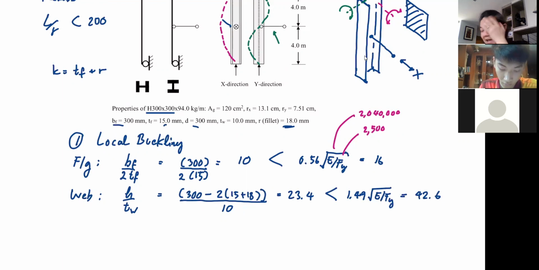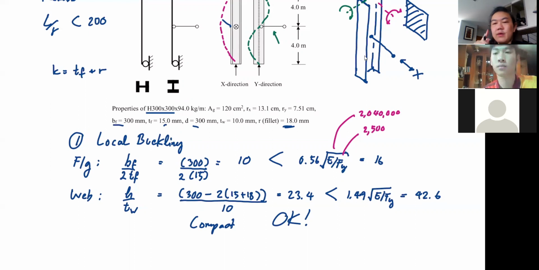So we can say we now have compact section, and we get what my teacher called the big OK. So what does it mean, ladies and gentlemen? It means that local buckling will not occur before lateral buckling. That's the meaning of it, okay? Like we discussed yesterday.